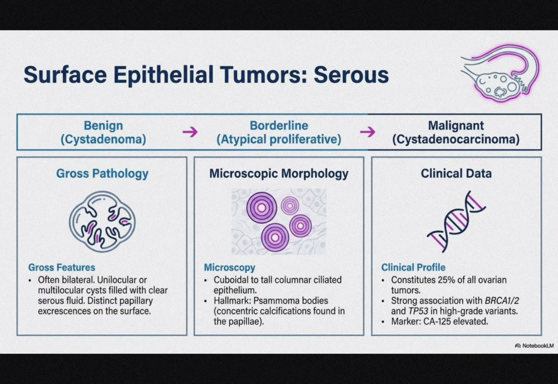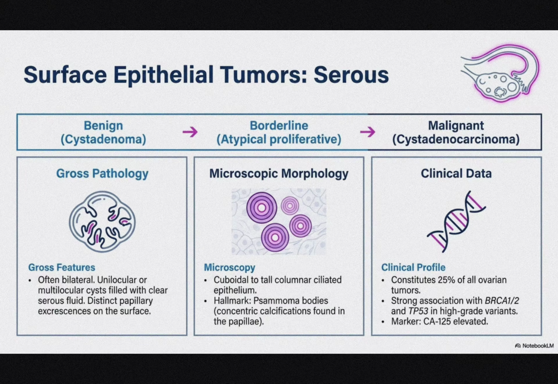So it progresses as benign, borderline, and malignant. The benign is called cystadenoma, the borderline is atypical proliferative, and the malignant is cystadenocarcinoma. We have the gross pathology and microscopic morphology of the serous surface epithelial tumors.